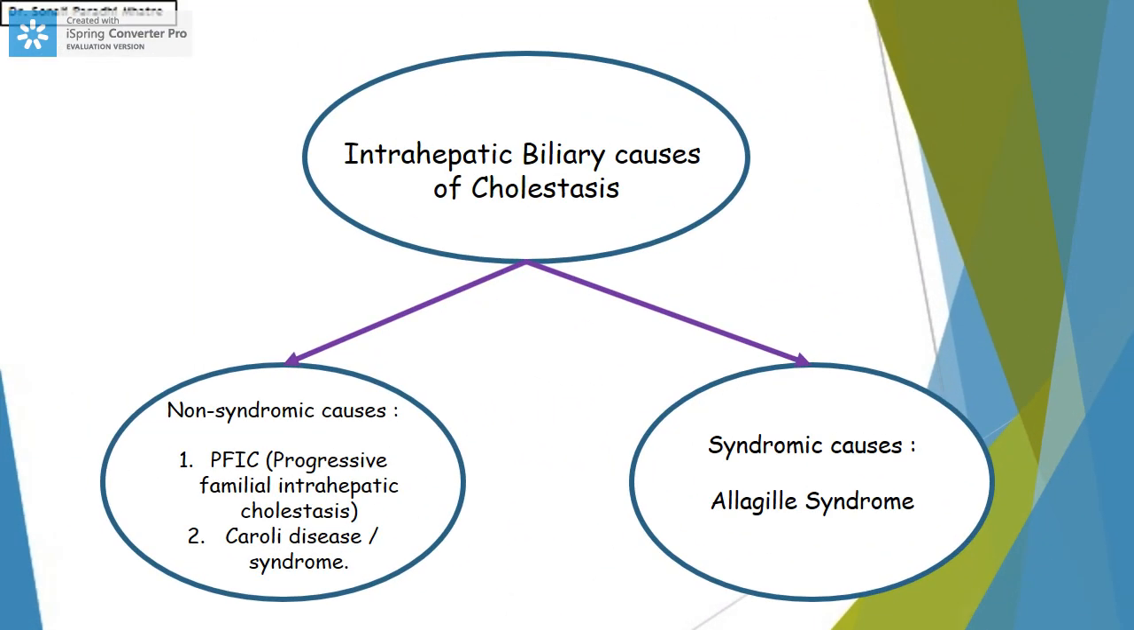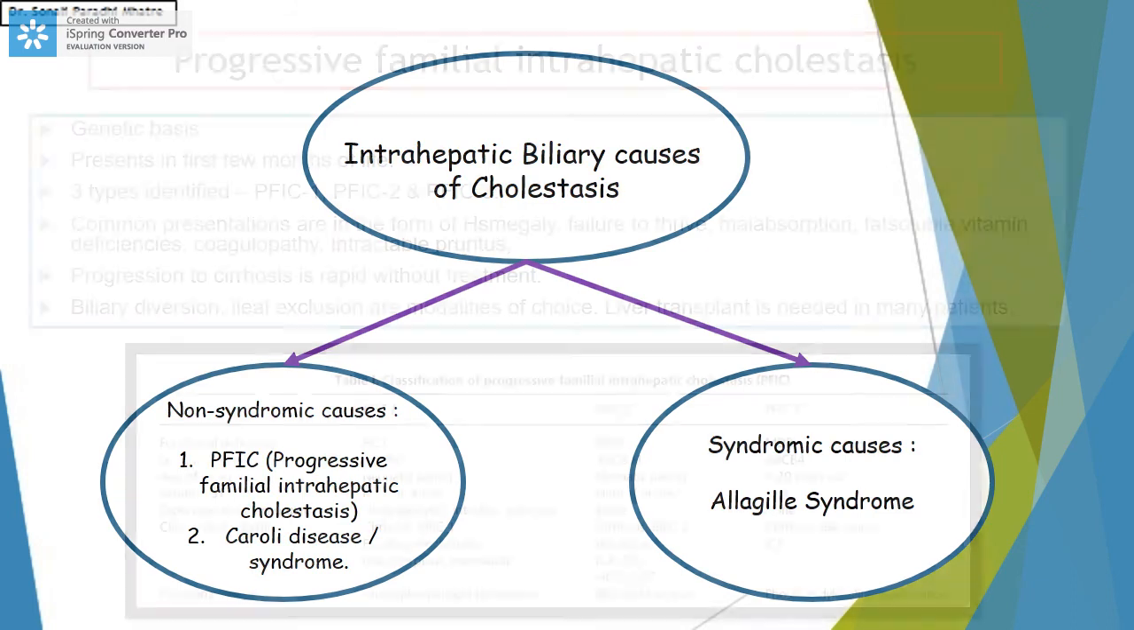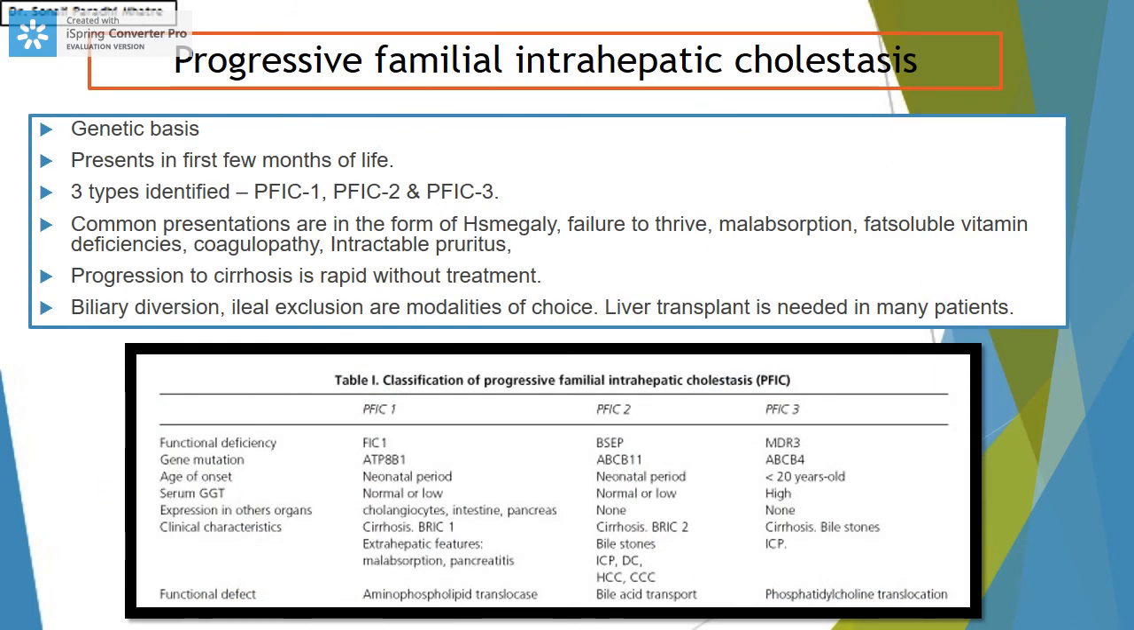Coming on to the intrahepatic biliary causes of cholestasis, as we have already discussed, these are the syndromic causes or the non-syndromic causes. In syndromic causes, we have progressive familial intrahepatic cholestasis, that is PFIC. PFIC has a genetic basis. There are 3 types of PFIC: 1, 2 and 3. It presents in the first few months of life and sometimes in the neonatal period. They commonly present with hepatosplenomegaly, failure to thrive, malabsorption, fat-soluble vitamin deficiencies, coagulopathies, and intractable pruritus in the child, which can present as irritability.